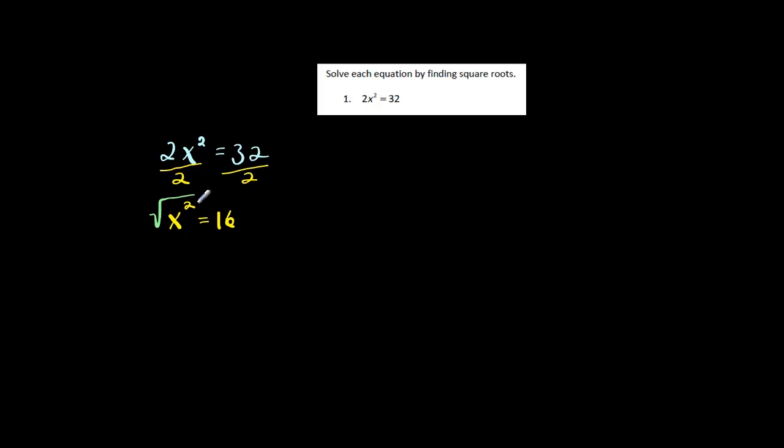So we take the square root of both sides. So we get x equals, when we take the square root and we're solving for x, we want to take both the positive and negative roots of it. So positive, negative 4. So you could write it in set notation as negative 4 and positive 4.